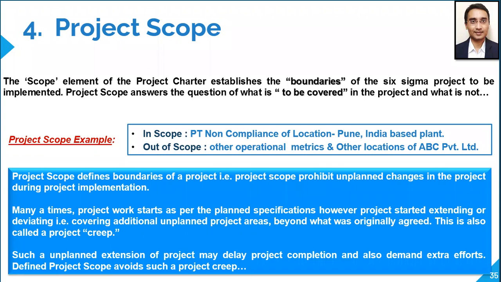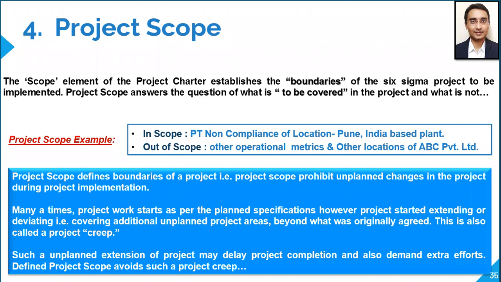That is in scope. Now what is out of scope? For operations, they have different metrics. So out of scope is other metrics. We are not going to look into other metrics and improvement in other metrics in this given project. And of course, other locations. So same metric for other locations, we are not going to look at any other location. Same metric for only one location. So this is the out of scope part. So we are defining the boundaries of the project with the help of project scope.